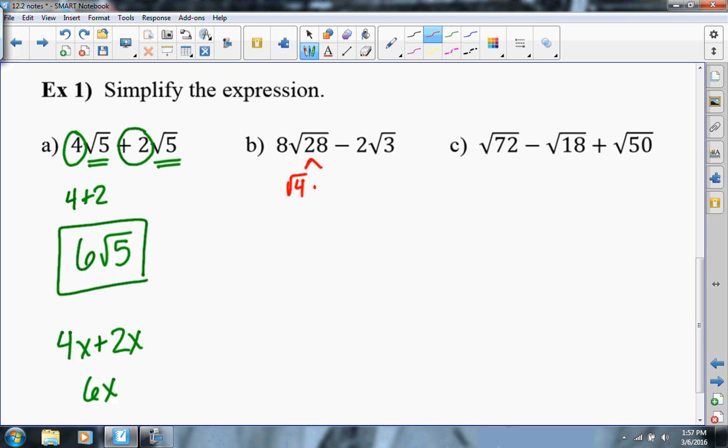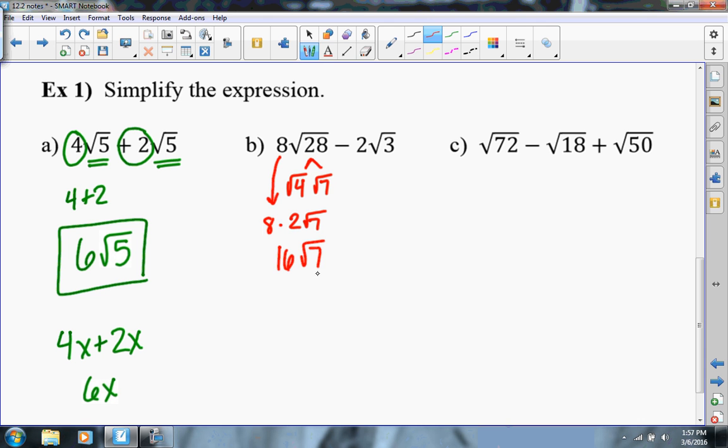The square root of 4 times the square root of 7, because 4 times 7 is 28, and 4 is a perfect square. Remember, when you're breaking down a non-perfect square, you have to use a perfect square. So one of your numbers has to be a perfect square. So then the square root of 4 is 2, and then the square root of 7 is my leftovers. Now I still have this 8 in front that's being multiplied by the whole thing. So 8 times 2 is 16.